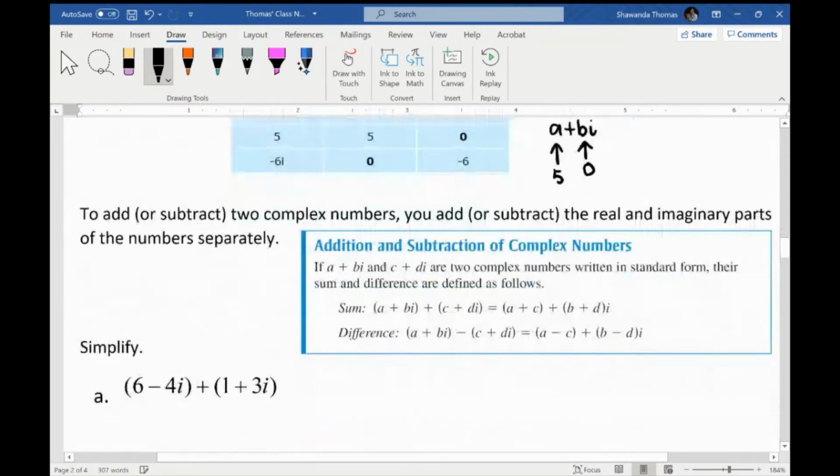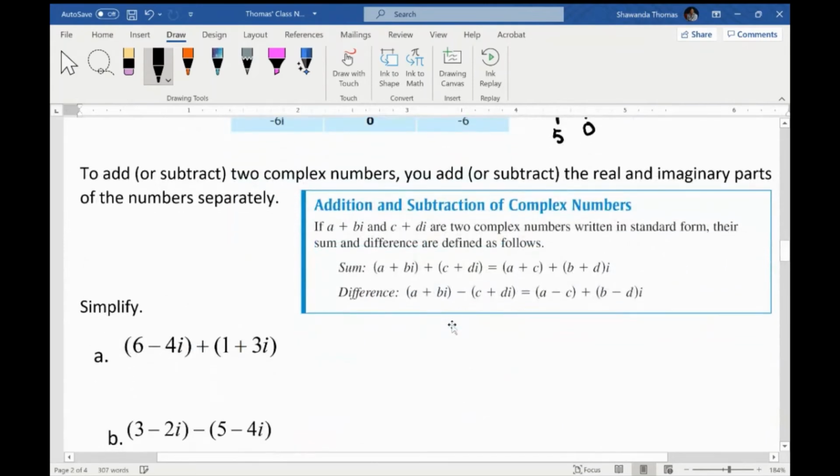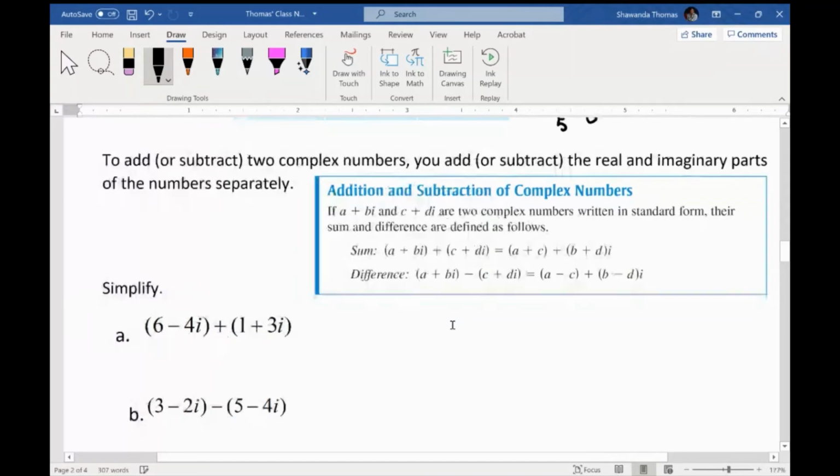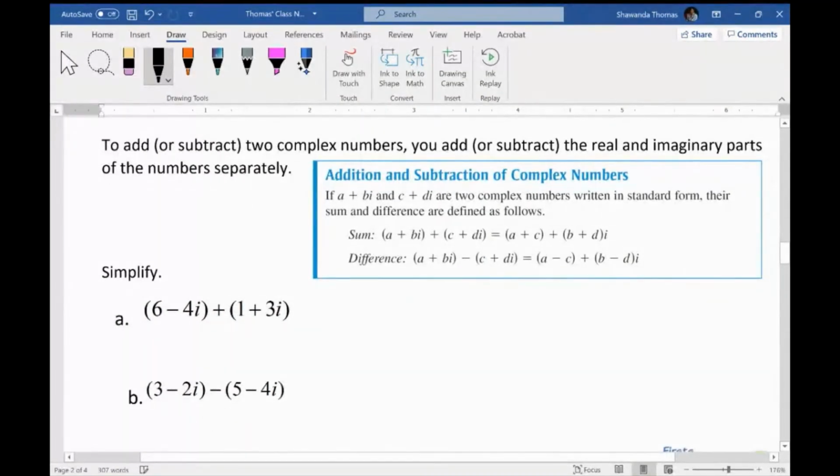All right, let's add and subtract complex numbers. To me, very similar to the real number system. It's basically, to me, like adding like terms. I don't really see the difference between adding, subtracting imaginary numbers and adding, subtracting real numbers. So let me show you. 6 minus 4i plus 1 plus 3i is the same as 6 minus 4i plus 1 plus 3i. I'm going to drop the parentheses because I don't need them in this case.